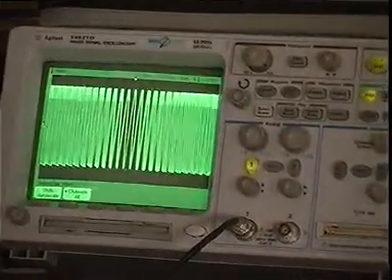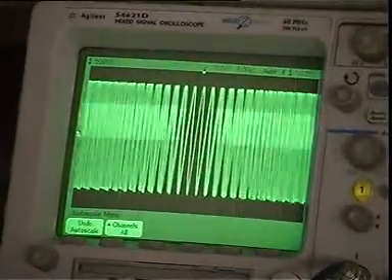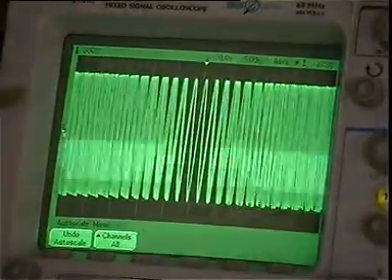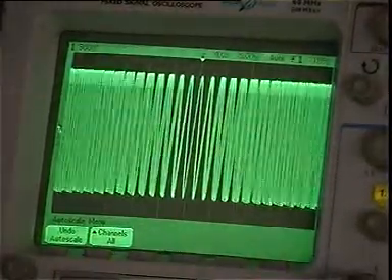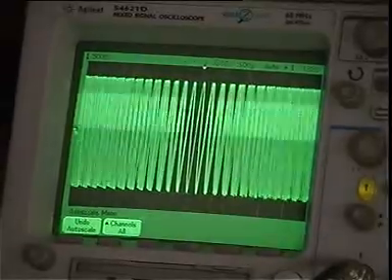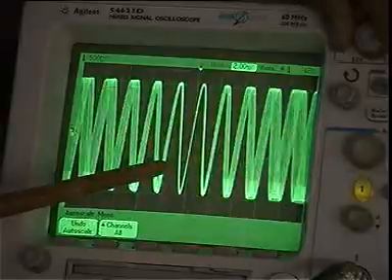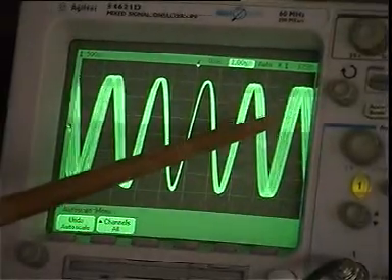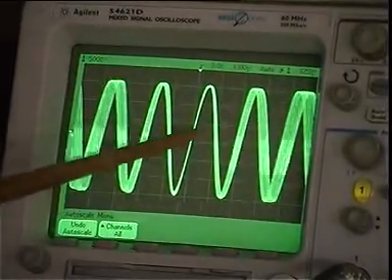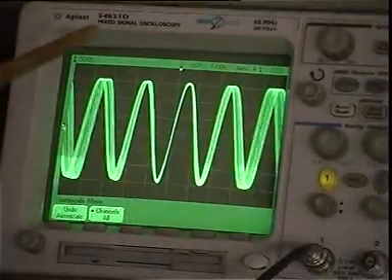Now, what you are seeing on the screen is the typical time domain waveform of a frequency modulated signal. Notice that, let me expand the time scale. Notice the way the frequency is changing. This is the frequency of the carrier that is changing.